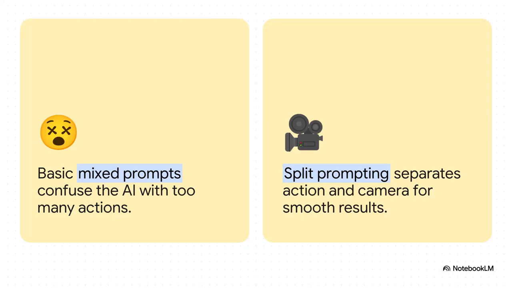Just look at the difference here. A basic mixed prompt like "the sword is pulled out while zooming in" forces the AI to juggle the subject and the lens at the exact same time. It's too much. But split prompting isolates them beautifully. Action, sword pulled from stone. Camera, slow dolly shot around the stone. See the difference? By using platforms that allow for dedicated camera prompts, you get these incredibly smooth, highly professional cinematic movements. Plus, a dynamic camera move actually helps cover up minor inconsistencies in the character's animation.